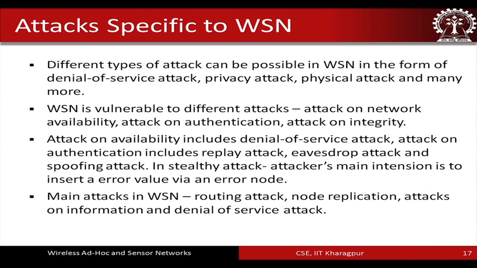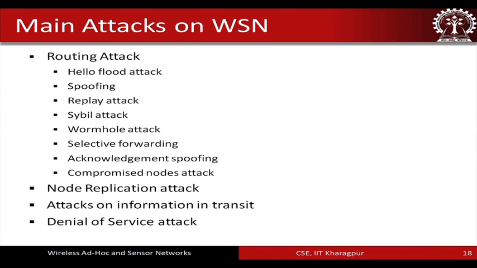And there are different types of attacks that are specific to wireless sensor networks: routing attacks, node replication attacks, attacks on information, and denial of service. Physical attacks are also possible, and attacks on authentication, attacks on network availability, attacks on integrity, and so on. Actually, there are a large number of different types of attacks that are possible for wireless sensor networks, and we are now going to go through some of the main attacks on these networks.